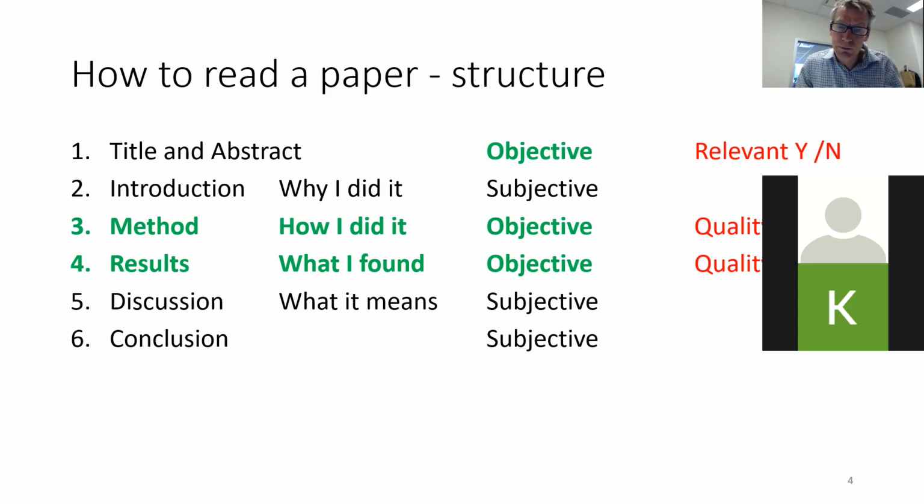I try to focus on the parts of a journal article that are the most objective. There are some parts that are objective and some parts that are somewhat subjective. That is, it's like the author's opinion. But I try to focus on the parts that are most objective. So there's the title and the abstract. That should be very objective. And when I'm looking at the paper, I want to know whether it's relevant. Is it relevant to me, yes or no? If it's not relevant to me or the topic that I'm thinking of at the time, then I just don't read it. But if it is relevant, then I go on and read more.